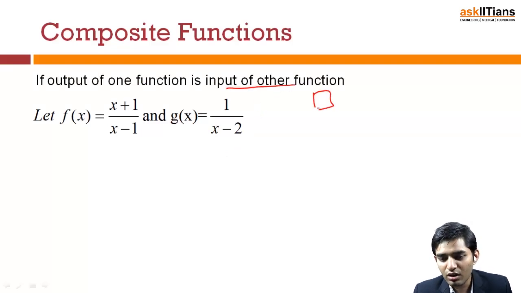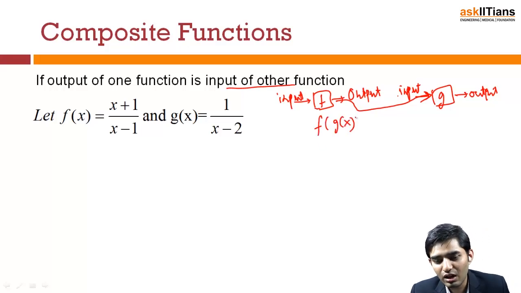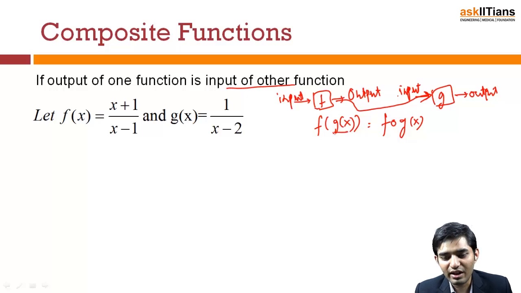Suppose I have a function f. Here I will give some input and here I will get some output. Similarly, I have another function g, so I will get some output if I give some input. Now if the output of f becomes the input of g, then we say that it is a composite function and it is represented like this, f of g(x), or in short you can also write it as f of g. It is simply a style of writing f(g(x)). And how do we find f(g(x))?